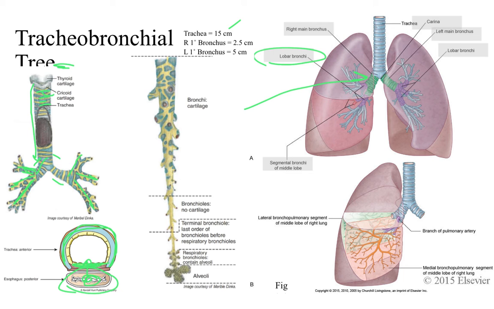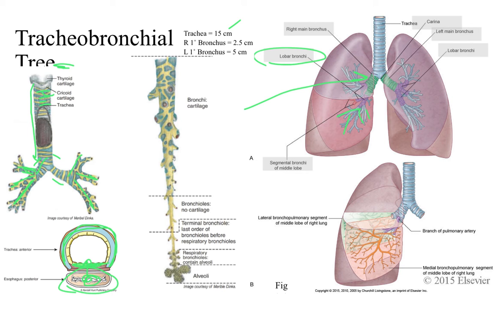And then from there, they branch out even further. So you get these segmental bronchi going into various segments of the lung. And there is a map of all of this that we'll see on the next slide that shows how the lobes of the lung can be subdivided. And this is going to come up in your imaging class in third semester.